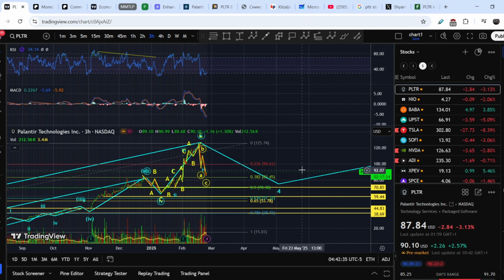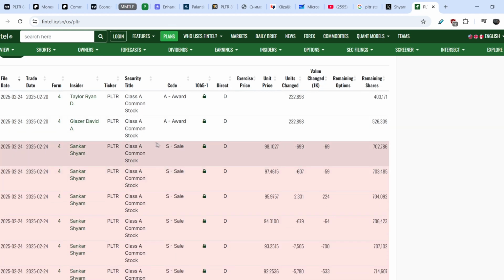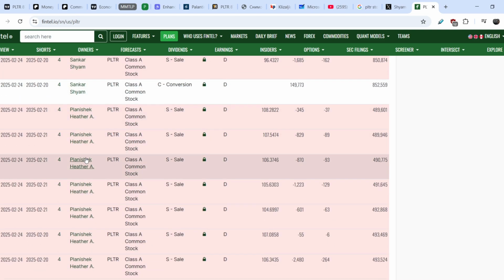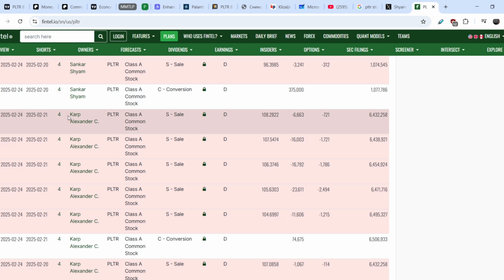One of the catalysts that basically improves the momentum of this sell-off is this one. If you take a look at the list of insider trades, you can see that a lot of insiders sold quite a substantial number of their shares. Sankar Shiyam sold his shares previously. As you can see, Planishik Hither also sold some shares. And what is more important, guys, Alex Karp also sold some of his shares.